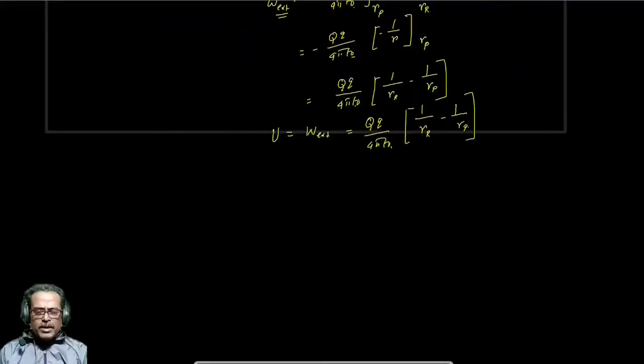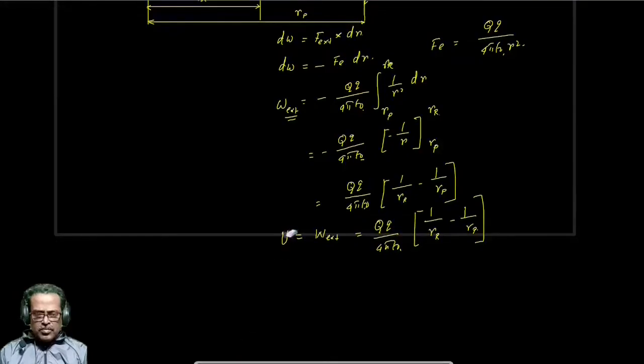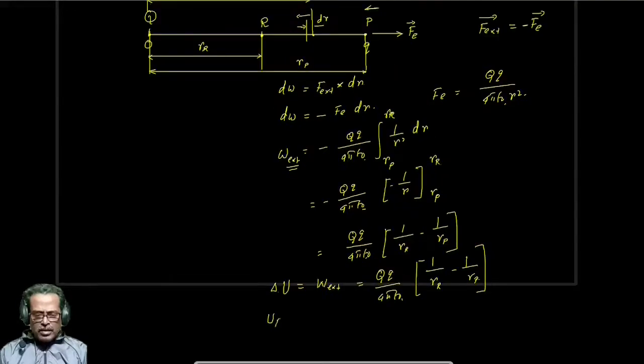Now what will be the potential energy? This is the potential difference, that means delta U, that means UR minus UP, is equal to Qq by 4 pi epsilon 0 into 1 by RR minus 1 by RP.